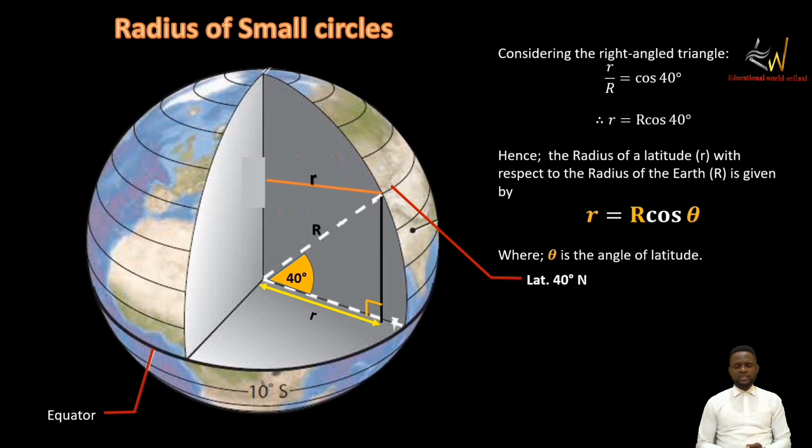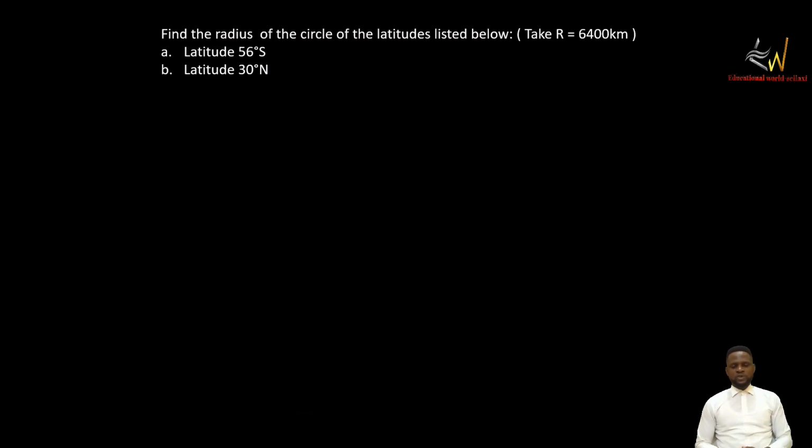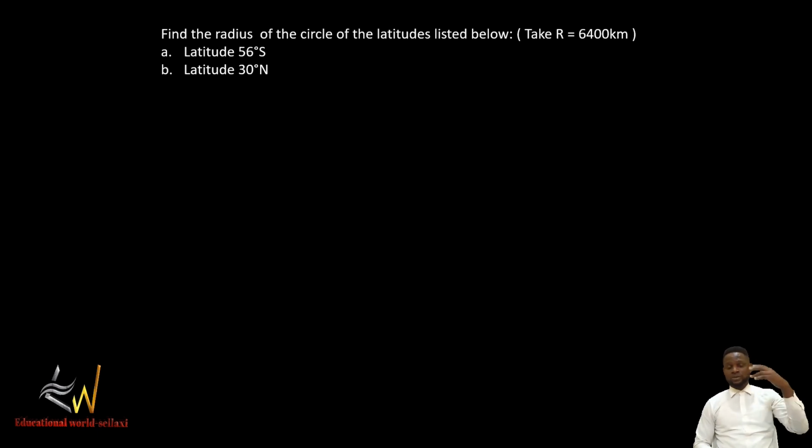Okay, now we are going to look at a small example. Find the radius of the circle of latitudes listed below, while we take the radius of the earth, big R, to be 6,400 kilometers. A, find the radius of latitude 56 degrees south, and B, find the radius of latitude 30 degrees north. So one is 56 degrees south, while the other is 30 degrees north. We are going to look at these two cases separately. The first one will be 56 degrees south.